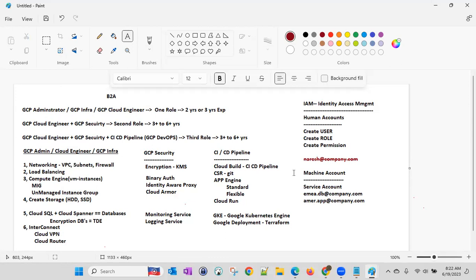Coding means what? gcloud commands, some basic one or two lines. That is more than enough. For prerequisite, we need to know some basics of Linux. I will teach you Linux from basic level. Approximately 30 commands is more than enough, 25 to 30 commands we need to know. That's it. It's not required to install anything.